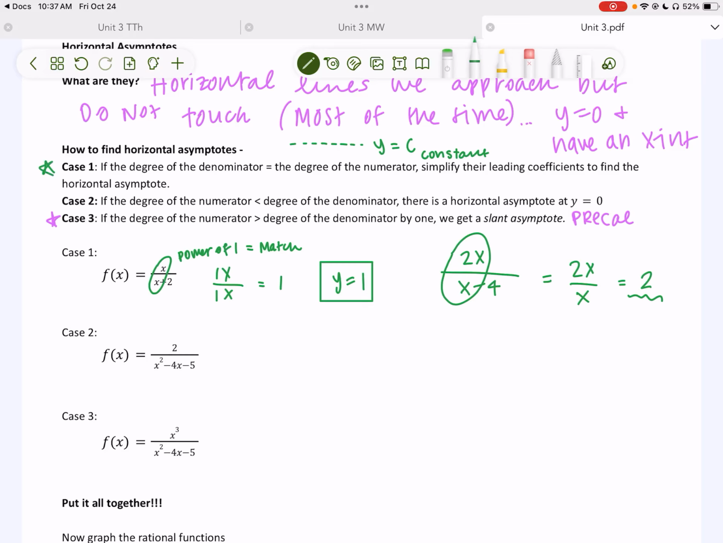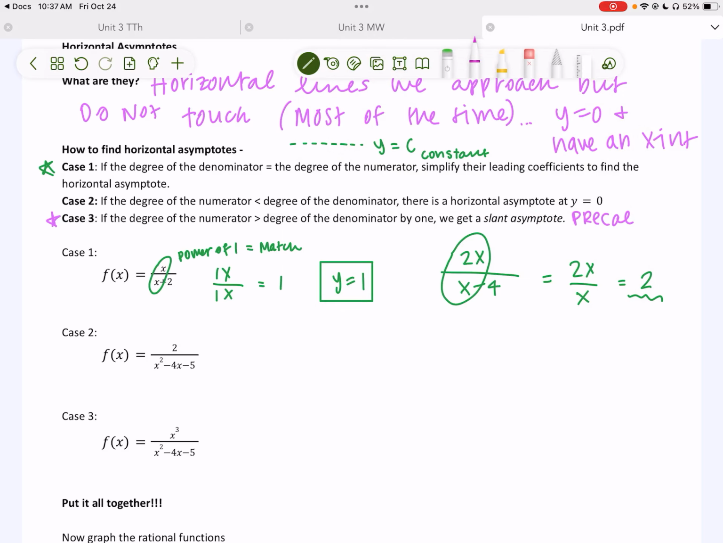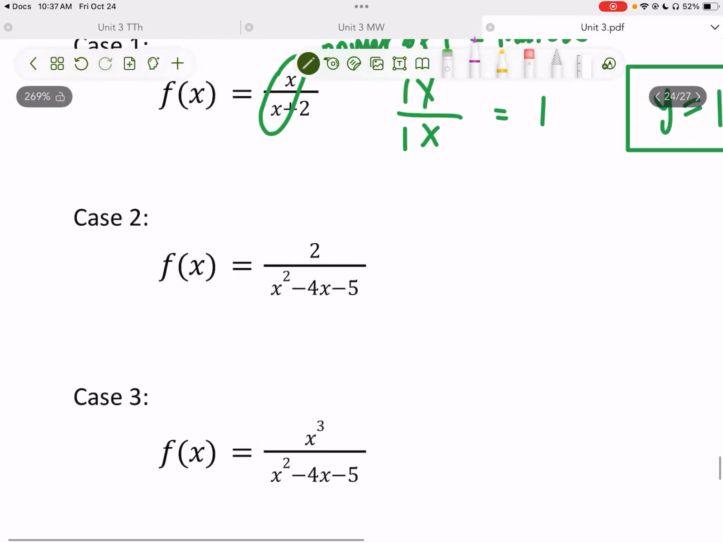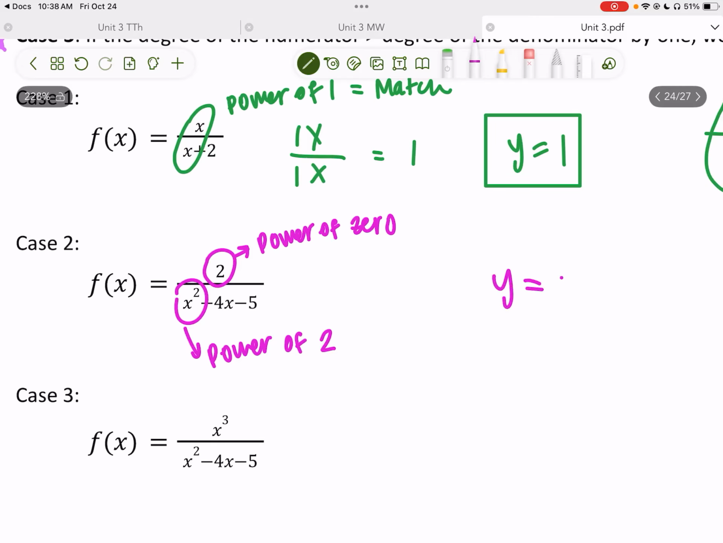Okay. So that's the first case. The second case, let's switch to a different color, is when you have a smaller power in the numerator than the denominator. So this doesn't have a power. This is a power of 0. And this is a power of 2. Okay. If the numerator's highest power is smaller than the denominator's highest power, then it's just 0.